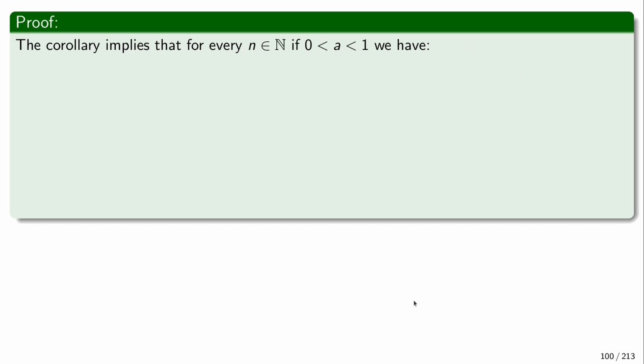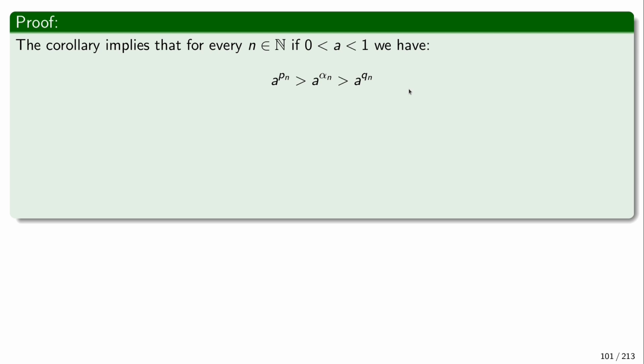So now the corollary implies that for every n natural, if a happens to be between 0 and 1, we have this inequality. Using this inequality, since a to the power of alpha n is between those two convergent sequences, that's the corollary that we've proved, right? Basically, we can apply this inequality where we have mixed sequences of rational and real numbers.